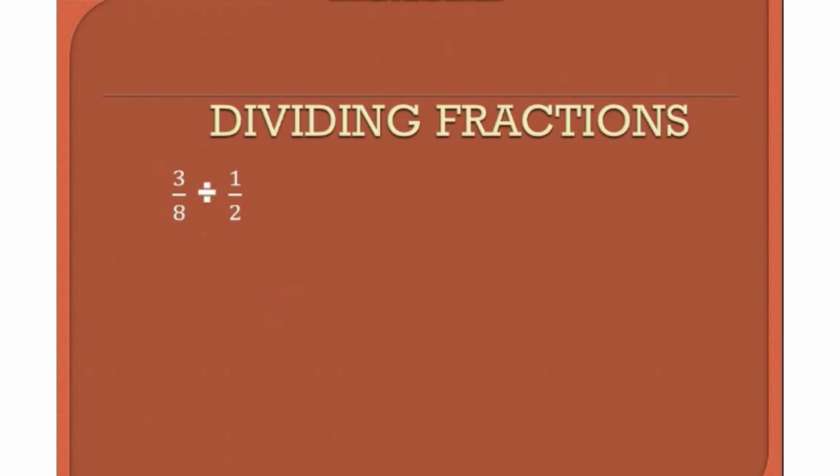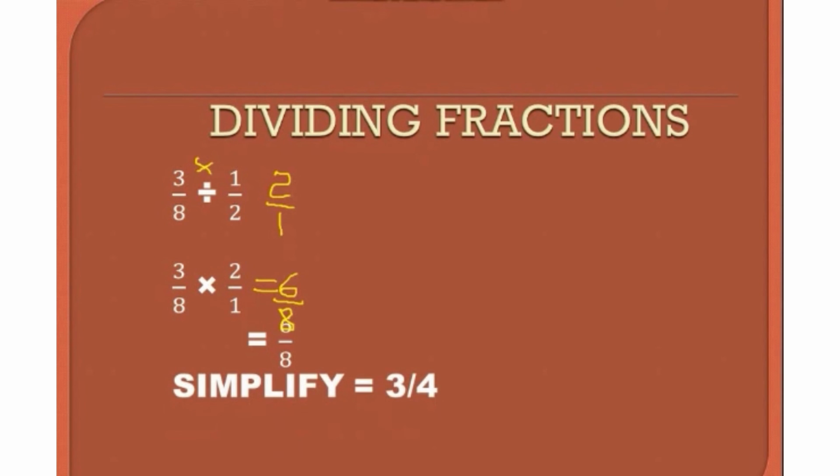3 over 8 divided by 1 over 2. First step is to reciprocate the second fraction. 1 over 2 will then be 2 over 1. Next step is to change the division sign to a multiplication sign. Then you write the fraction. 3 times 2 is equal to 6 and 8 times 1 is equal to 8. 6 over 8 can be simplified to 3 over 4.